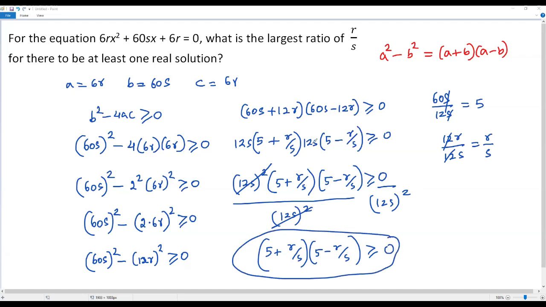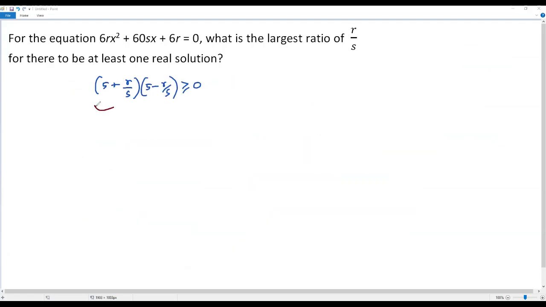Now let me erase the stuff and continue the problem. This is the inequality we got in our previous work. Now what I am going to do is consider this inequality as an equation and solve for r over s.